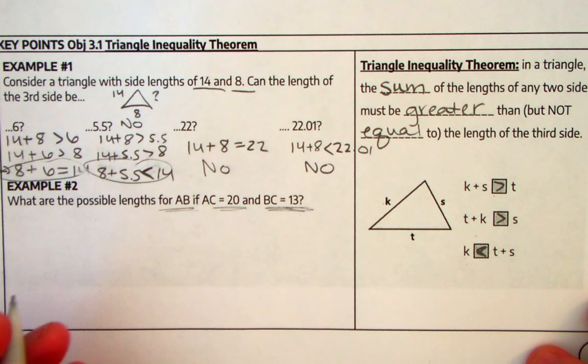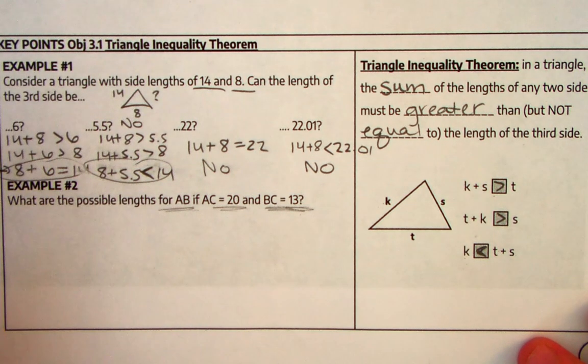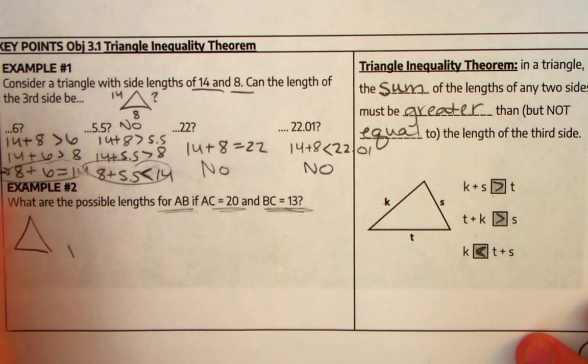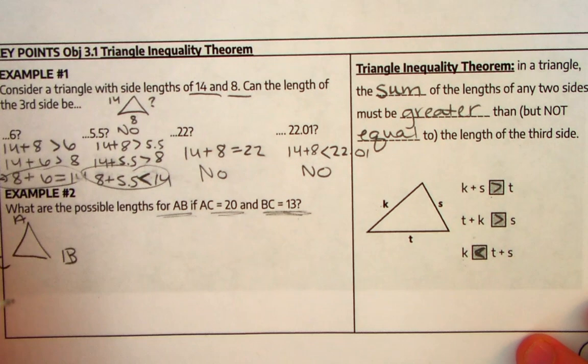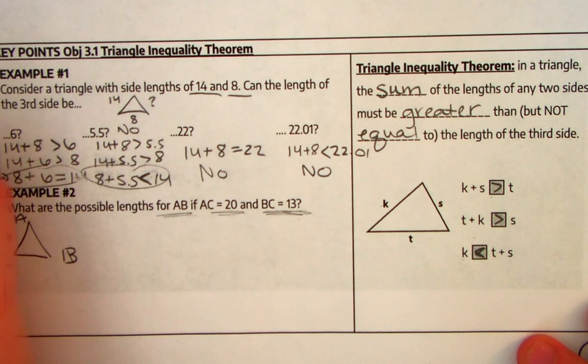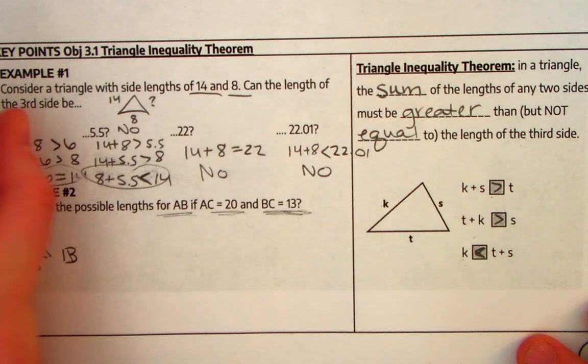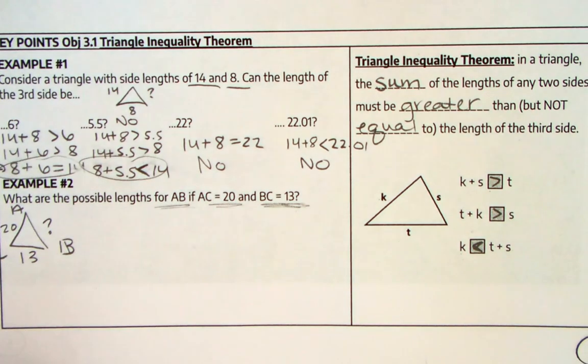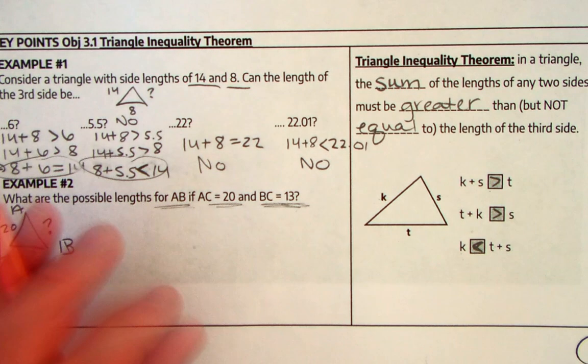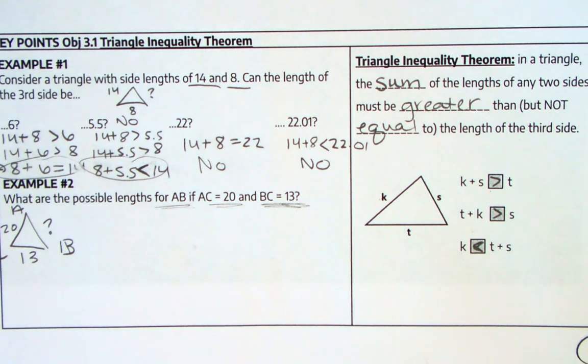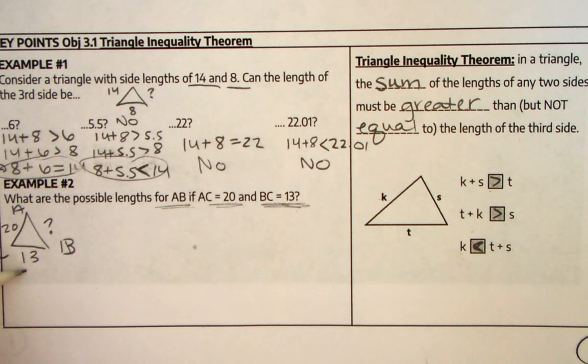So, still talking about a triangle ABC where one length is 20, A to C, and B to C is 13. It's asking, what are the possible lengths? Well, there's going to be more than one value that will satisfy the triangle inequality theorem. Let's make up a value that doesn't work. Like 1 wouldn't work because 1 plus 13 is less than 20. It would need to be greater than 20.